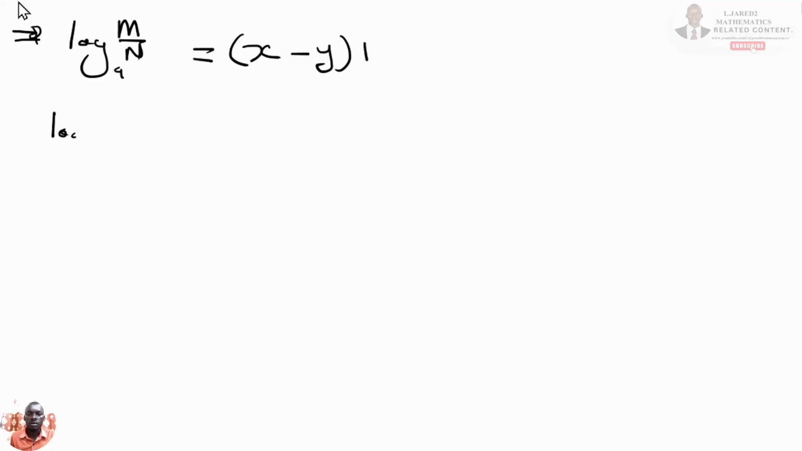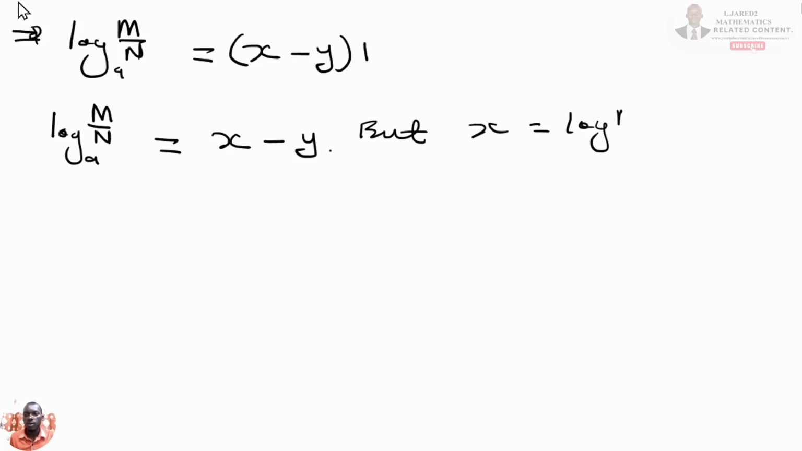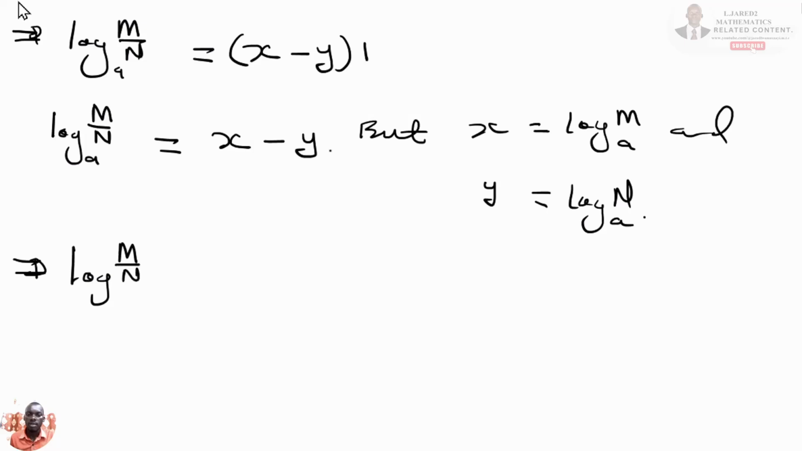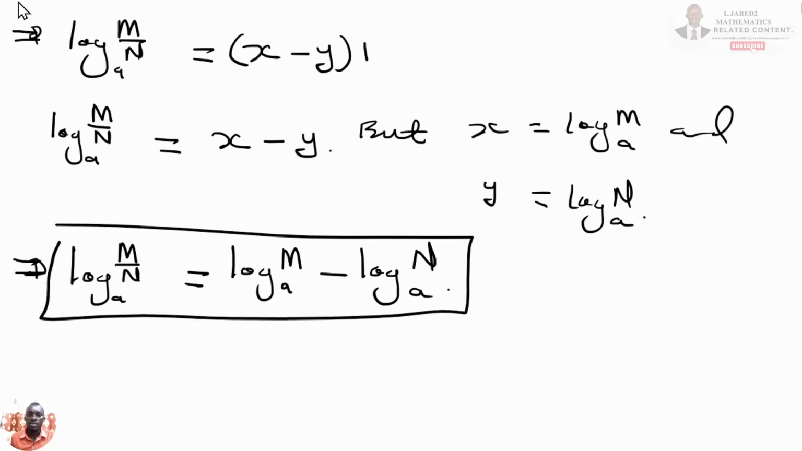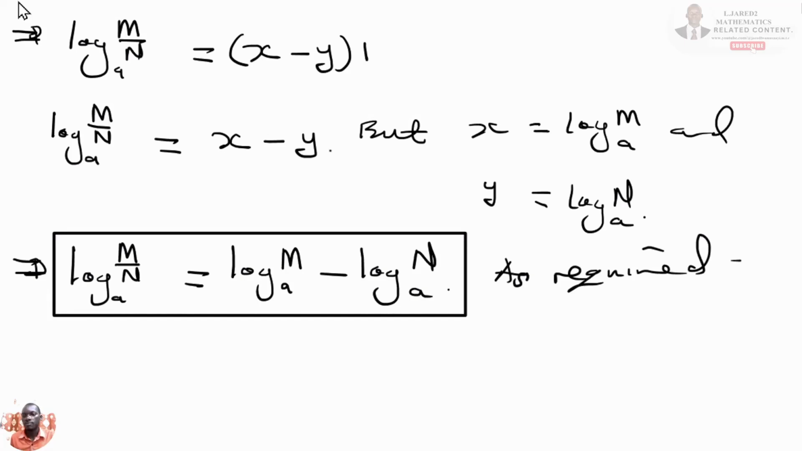This is the same as having log of m divided by n of base a being equal to x minus y. But we said earlier on that x equals the log of m base a and y equals the log of n base a. So this implies that log of m divided by n base a is the same as having the log of m base a minus the log of n base a. So this becomes our correct expression, as required. So this has been part B. This is the answer. That's how one could prove that.